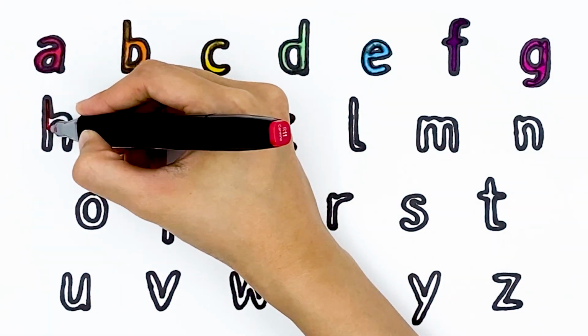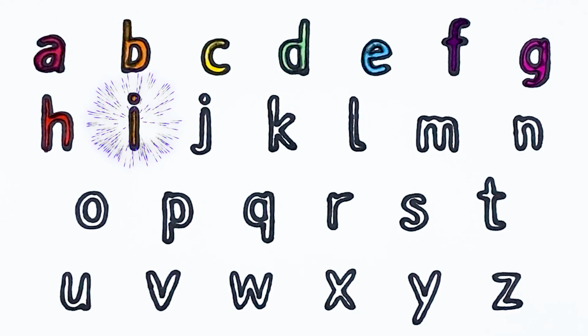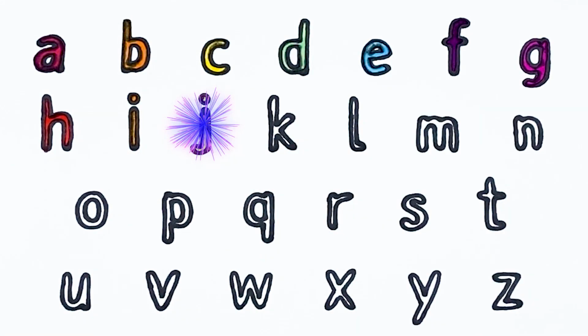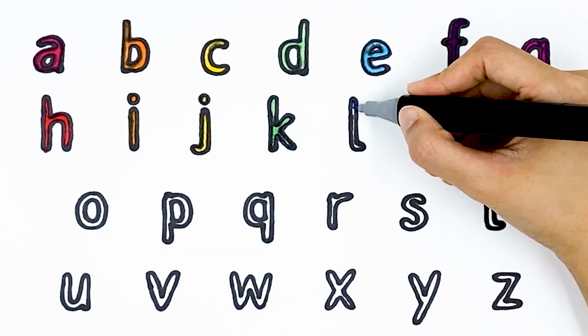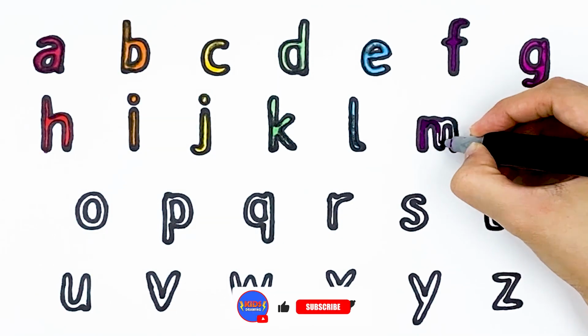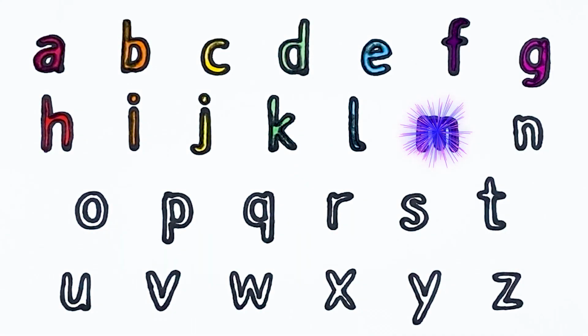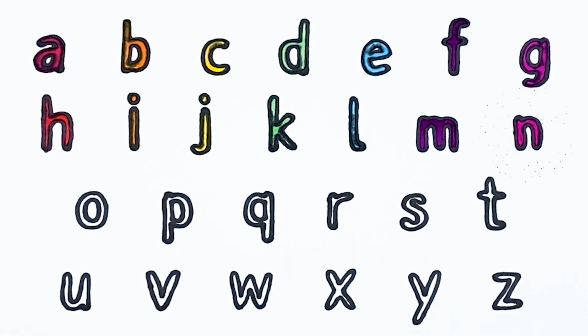M is for monkey. Monkey. M. Monkey. N is for needle. Needle. Needle. N. Needle. O is for orange. Orange. Orange. O. Orange.